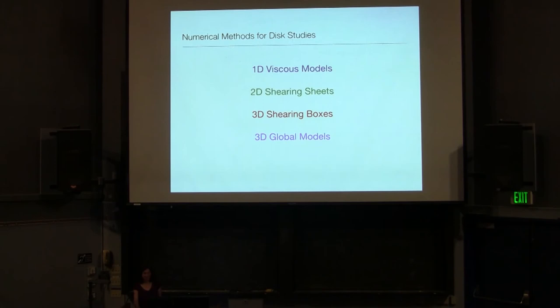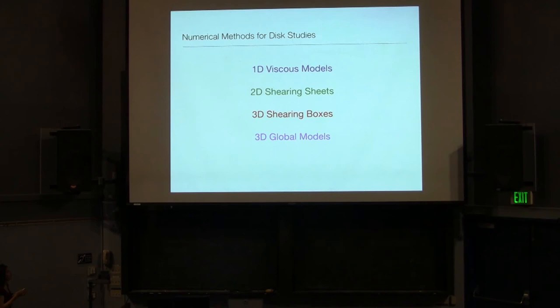I expected that. So there's sort of increasing in level of complexity. There's four different methods. So viscous models, these are 1D. Shearing sheets are 2D. Shearing boxes are 3D. And of course, global models are in some ways the best. But you have to balance what kind of experiment you're trying to do. So if I want to do something in sort of a way that brushes over a lot of physics, but covers a wide parameter space, I want to be able to run my code many, many different times for a really long time. So I might choose 1D viscous models.